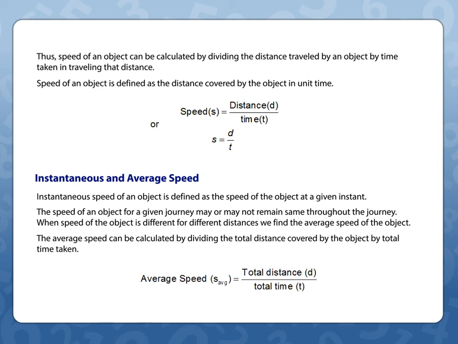The average speed can be calculated by dividing the total distance covered by the object by total time taken. Average speed is equal to total distance divided by total time. S average is equal to d by t.